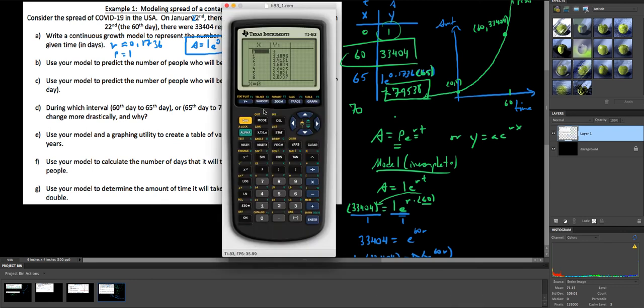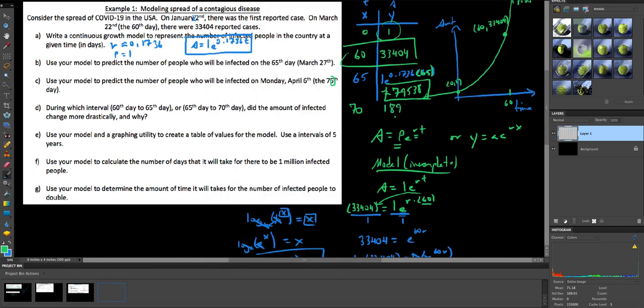And it says use intervals of 5 years. So behind where it says window up here, it says table set. We can hit second window, and where it says table start, we'll start at 0. And where it says delta table, we're going to change that to a 5. So that when I hit second graph now and go to my table, I can see this changing over time. So we wanted to explore the 70th day. Let me scroll down here. The 70th day predicted on this model is 189,473. It's really convenient to be able to use your calculator to tell you this. So we would put these two values in right here and here.